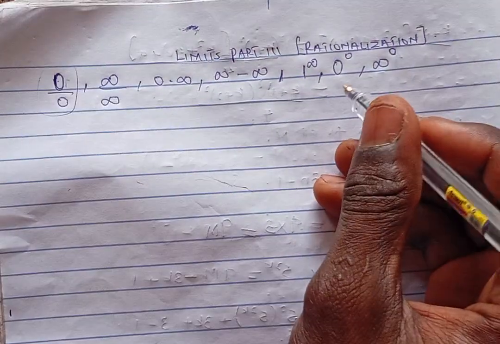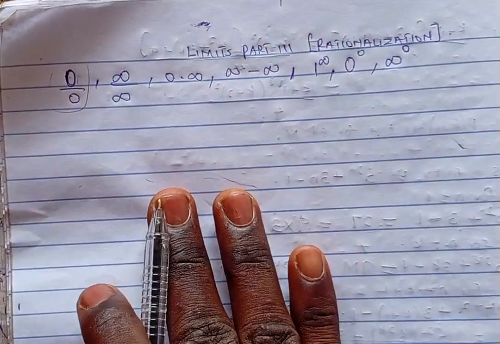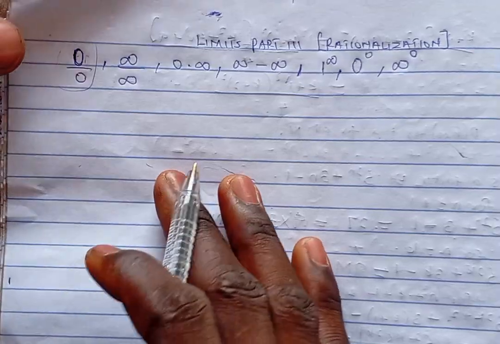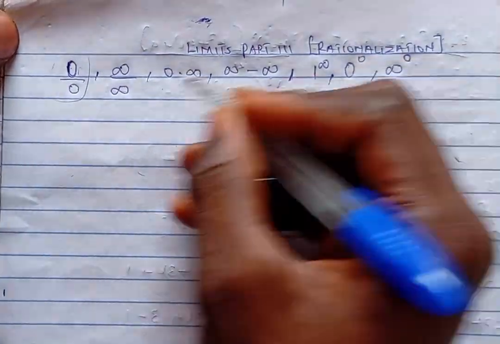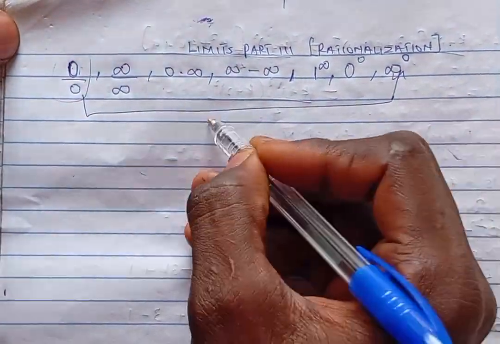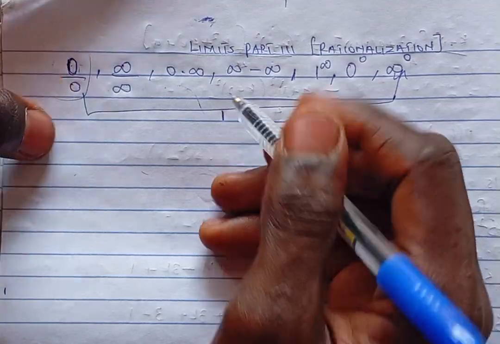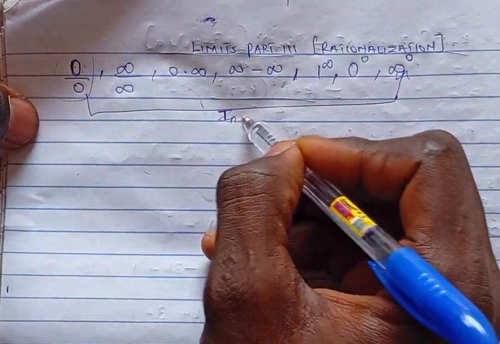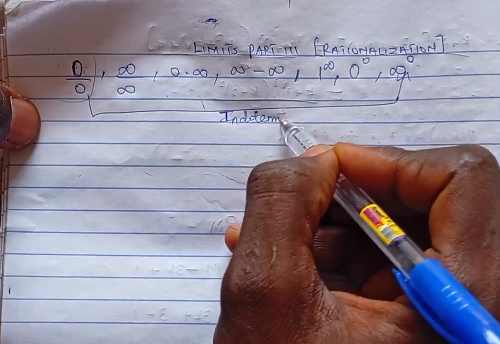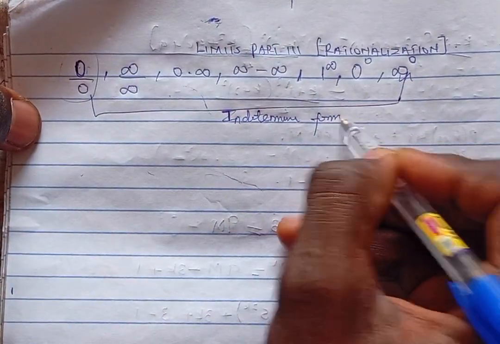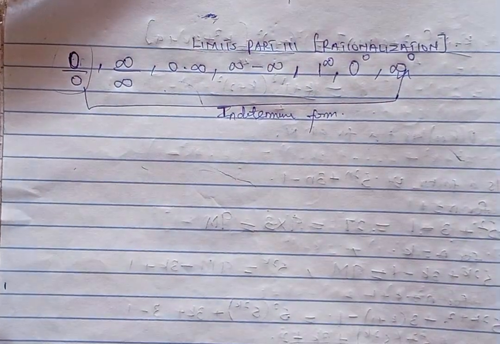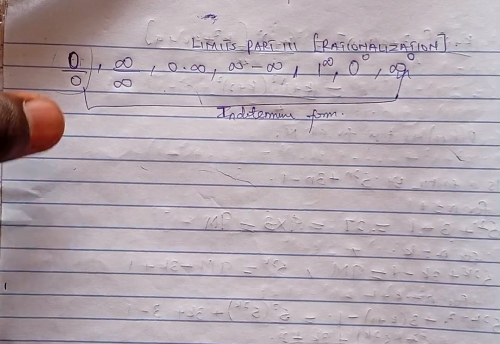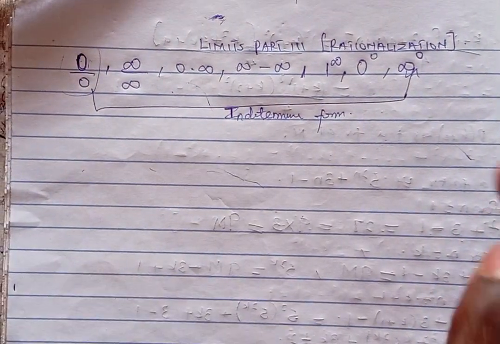So you have to know that if you have all of these, it means that you have to use another method to solve that limit. If you use direct substitution and you get it, or you use any other method and you get this, it means it is in indeterminate form. I hope you get it.